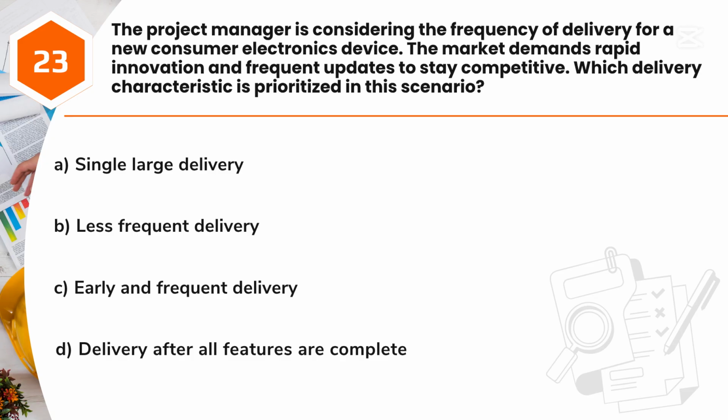Question 23. The project manager is considering the frequency of delivery for a new consumer electronics device. The market demands rapid innovation and frequent updates to stay competitive. Which delivery characteristic is prioritized in this scenario? A. Single large delivery. B. Less frequent delivery. C. Early and frequent delivery. D. Delivery after all features are complete.